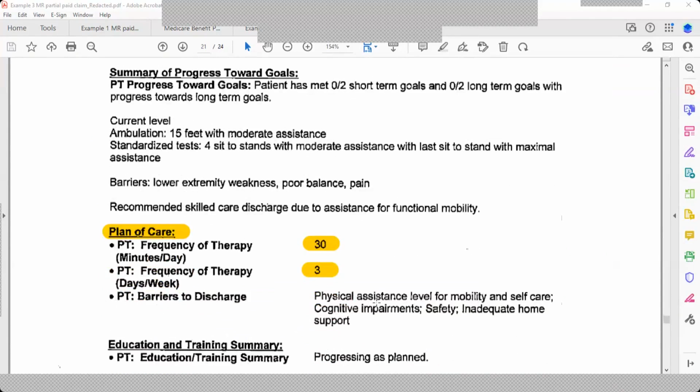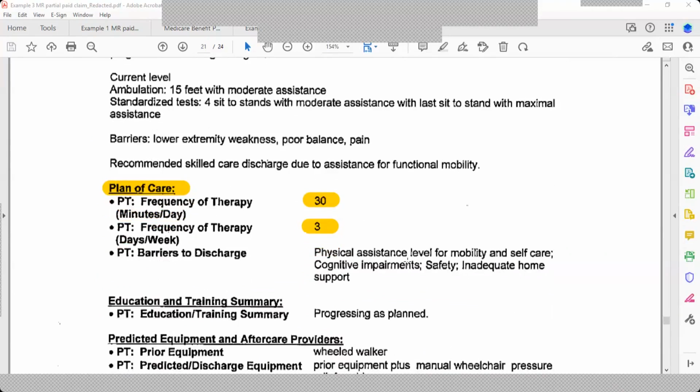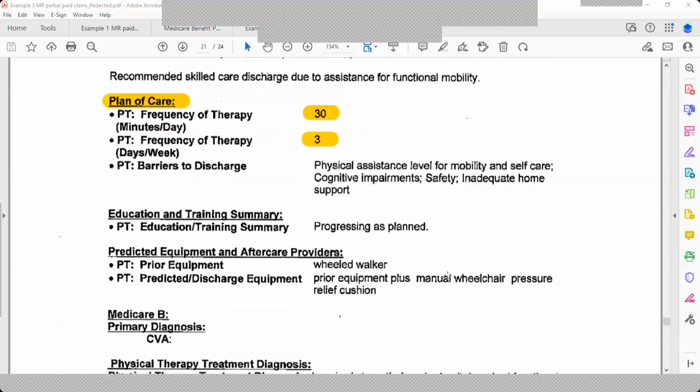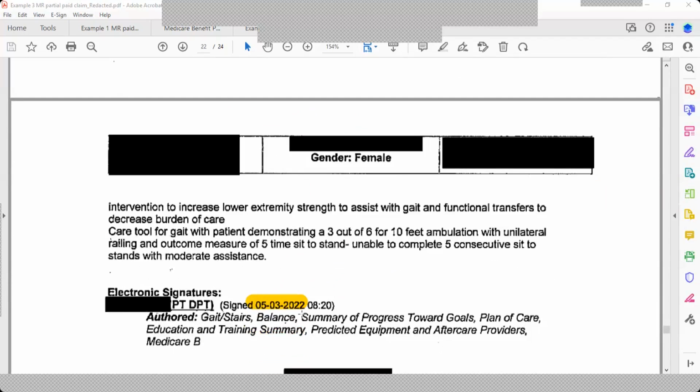Per the physical therapy note on May 3rd, 2022, the PT plan of care had a frequency of minutes per day of 30 minutes and a frequency of days per week as 3. The planned minutes per day and days per week of PT, when combined with the planned minutes per day and days per week for OT, would not qualify the patient for intensive therapy per IRF requirements. Just to show you that this is the note that was written by PT on May 3rd.